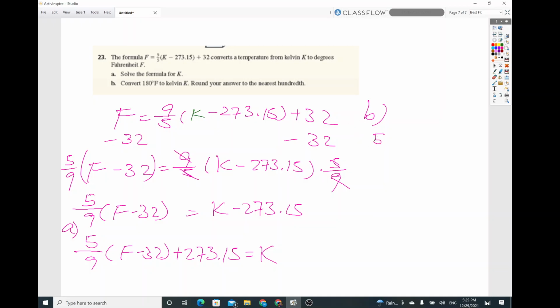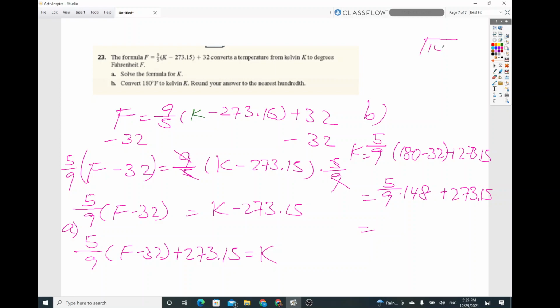Okay, so plug in the number. We get 5 over 9 times the quantity 180 minus 32, plus 273.15, and that equals K. 180 minus 32 gives you 148, times 5 over 9, plus 273.15. Just carry down those numbers. Does 9 go into 148? Let's see. It looks like you'd probably want to put it into the calculator to find out exactly what that is. Okay, so it looks like it's not divisible.